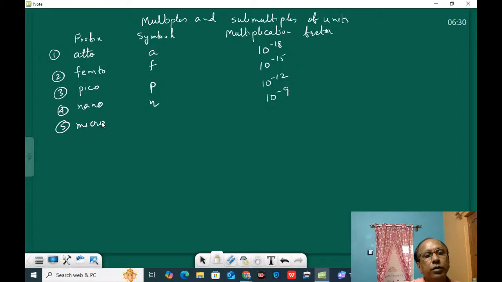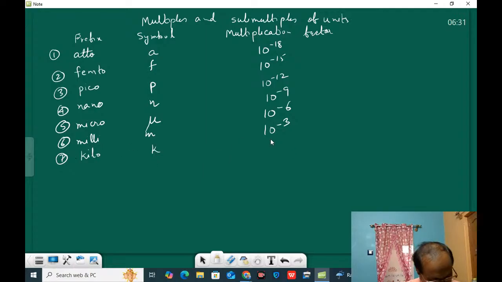Micro, and you know the symbol of micro is like this, and it is 10 to the power minus 6. After micro, it is milli. The symbol is m, and it is 10 to the power minus 3 multiplication factor. After milli, it is kilo, and the symbol for kilo is k, and the multiplication factor is 10 to the power 3.